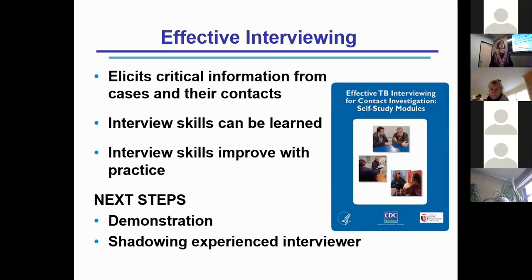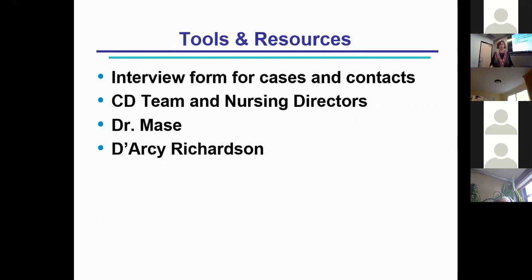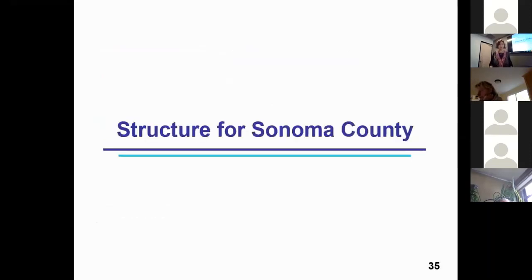So what we're going to do is give you a demonstration of what a case interview and contact conversation might look like. And then for the people who are new to this, who haven't done this before, we'll make sure that you have the opportunity to shadow an experienced interviewer so that you get the hang of this as you go through this process. And just in terms of tools and resources, we have the interview forms, so you'll have a set script and reminders about what you need to ask. Obviously, the CD team and the nursing directors are treasures, our gold mine of information. And then Dr. Mace and myself can also be helpful in this process.